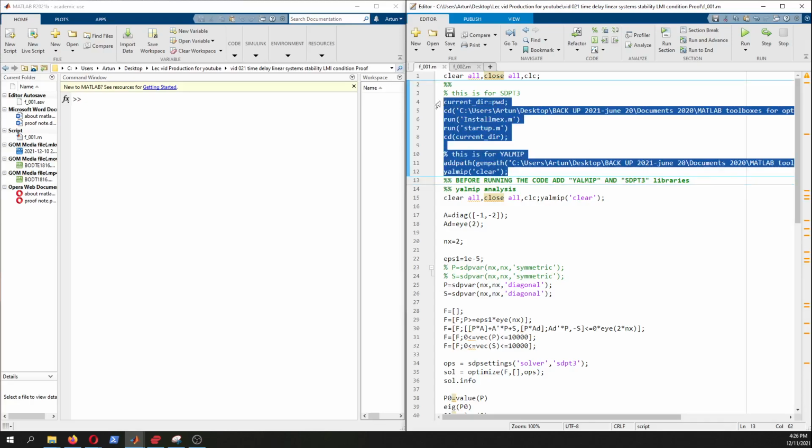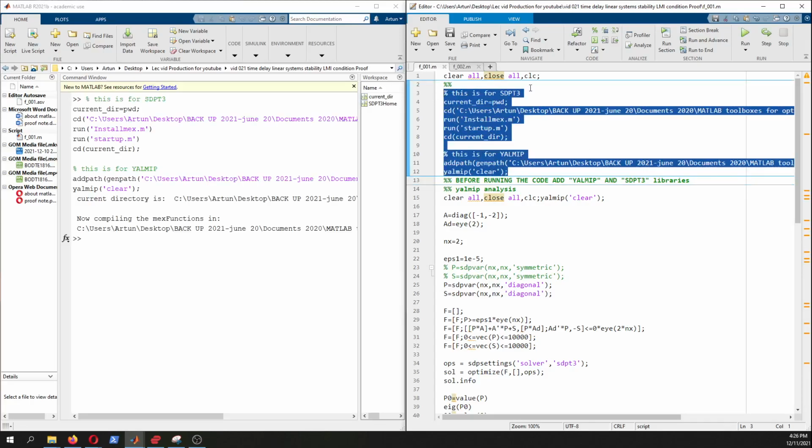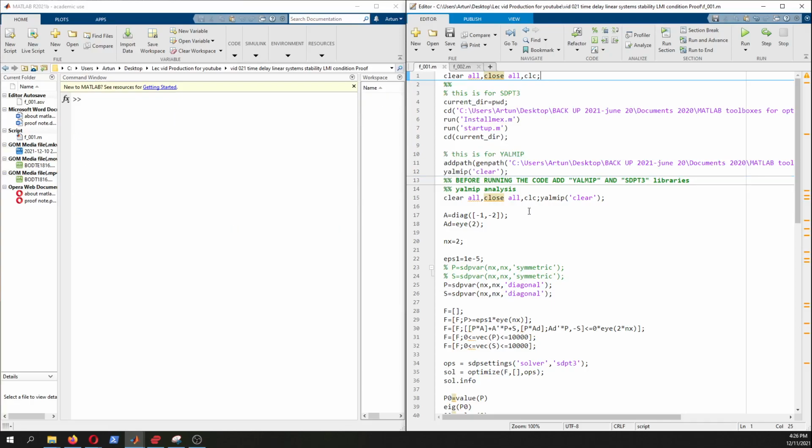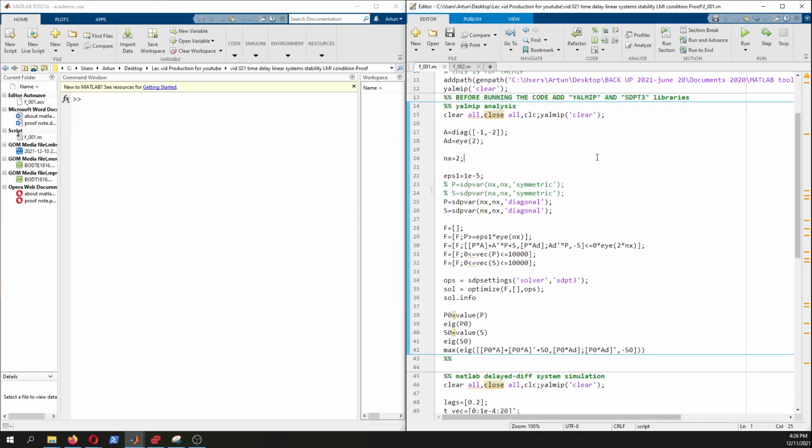Okay, so I added the libraries, and this is the first code. Here I define the A and AD matrices, and this is the state dimension. And this is epsilon. We talked about this all the time in the previous videos as well, and it is required for numerical accuracy.